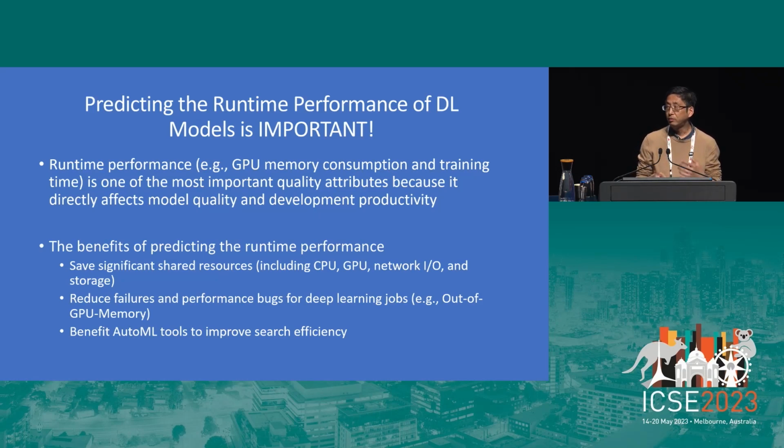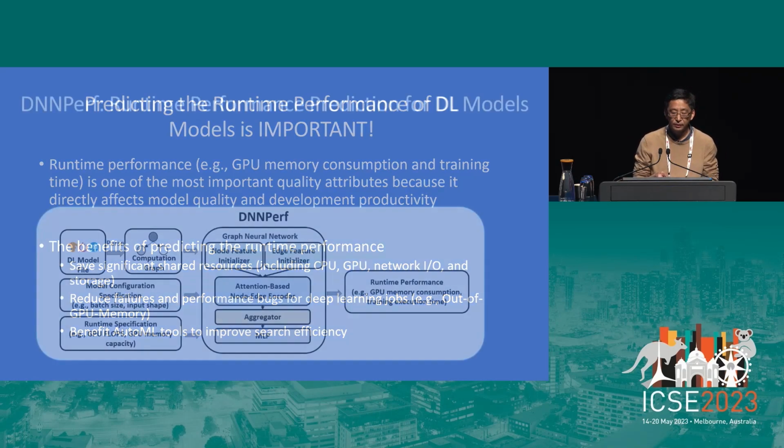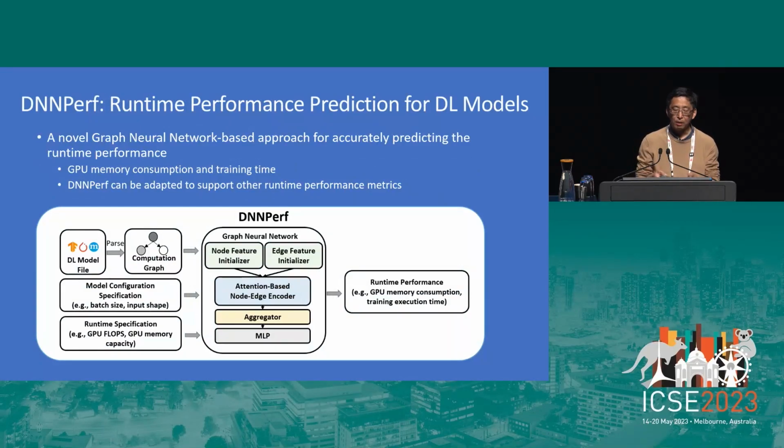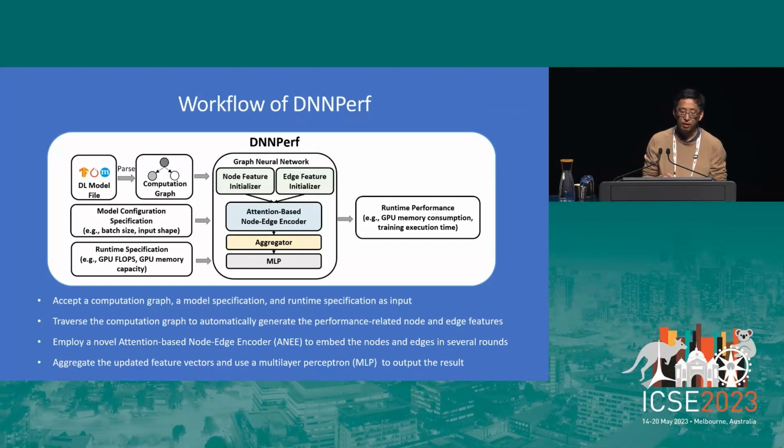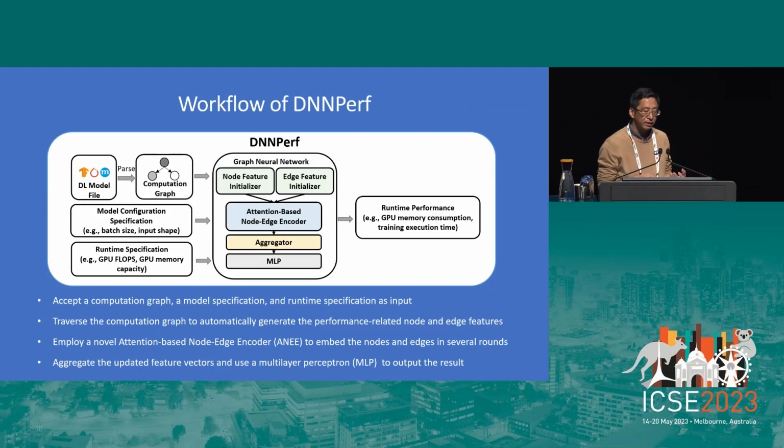So for this work, we try to predict the runtime performance of the model, especially the GPU memory consumption and the training time. This is our work. We call it DNNPerf. It's a runtime performance prediction model. I will briefly introduce the architecture of DNNPerf. It consists of several parts.